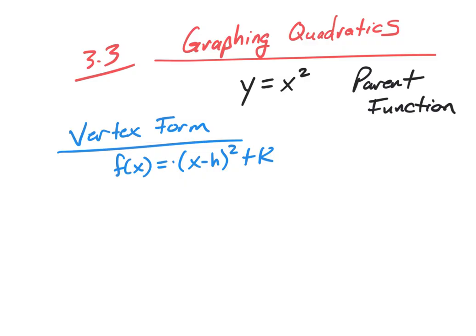And then in vertex form, we would also have an A value out in front. The A value out in front tells me the bigger the number, the skinnier it'll be, okay? And the smaller number, like if we're talking about numbers like a half, a fourth, a third, anything between 0 and 1, it's going to make it wider. And if this is negative, then it's going to flip upside down. Okay, so that A value is going to tell us a lot of information as well.